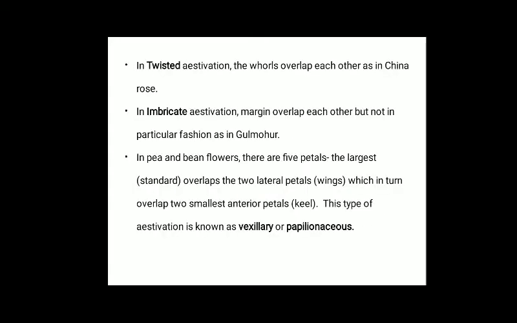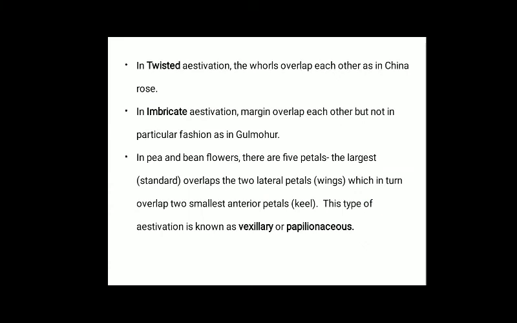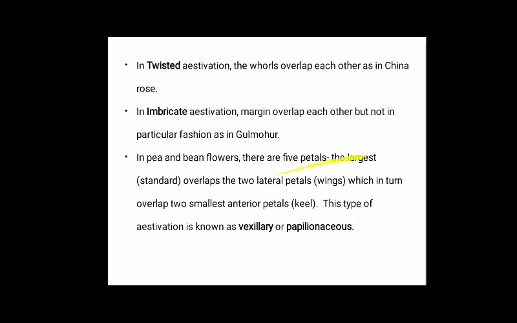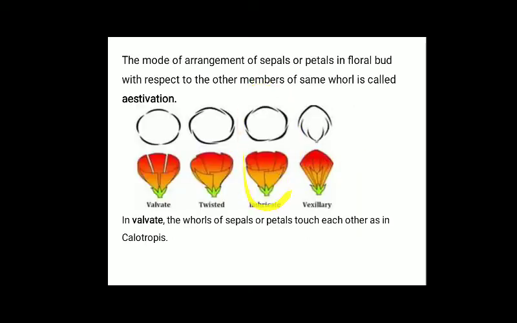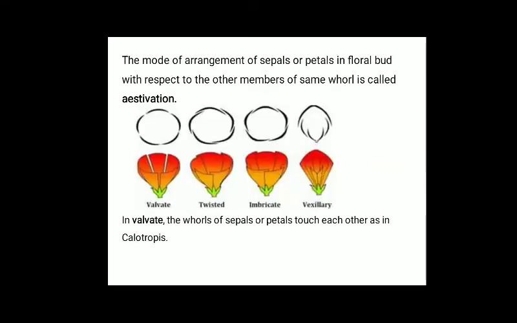Next, twisted aestivation. So this is twisted aestivation, the second picture. In twisted aestivation, the whorls overlap each other as in the case of hibiscus. So one petal or one sepal is overlapped by the other in twisted aestivation. Next, the third one is imbricate aestivation. This is the imbricate aestivation in which the margins overlap one another but not in a particular fashion, and this is seen in Gulmohar species.